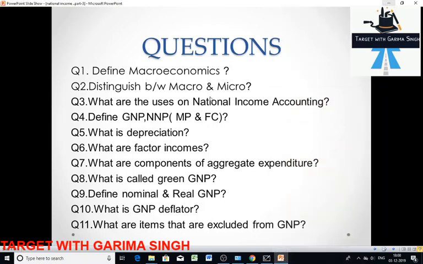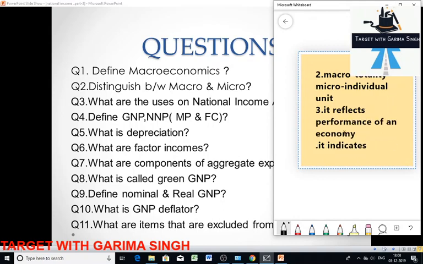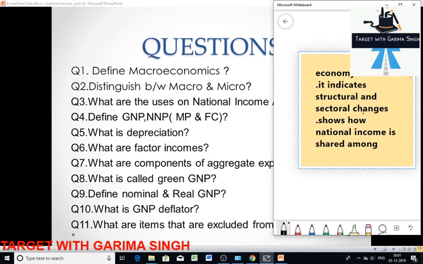Third is, what are the uses of national income accounting? First, it reflects the performance of the economy. Second, it indicates structural and sectoral changes, sector-wise. Third, it shows how national income is shared among various factors of production. Fourth, it has several uses for economic policy and research. This I have mentioned here.